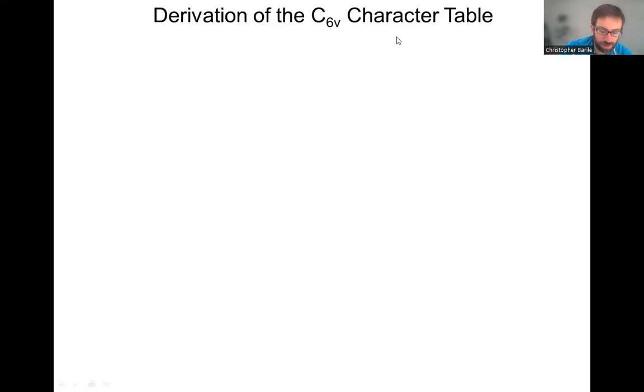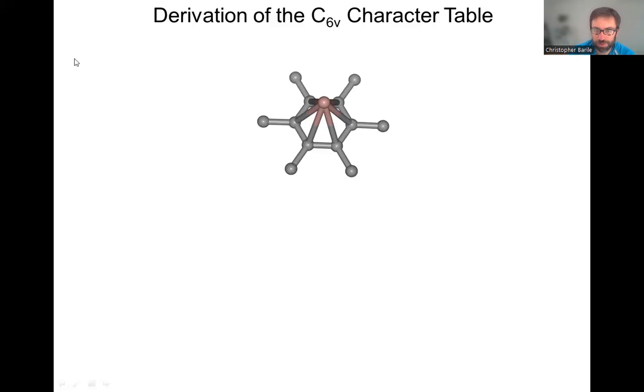All right, in this video, we're going to derive the C6v character table. The way this is going to work is the first thing we need to do is identify all the symmetry operations in this point group. It can help if we have a molecule to use to visualize.